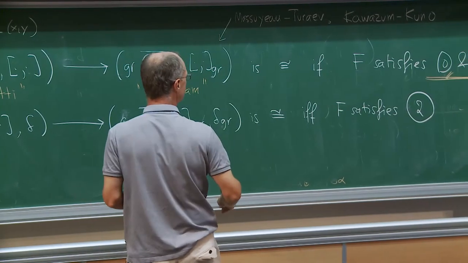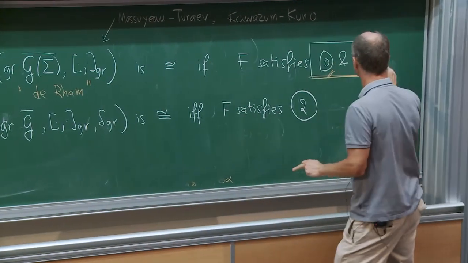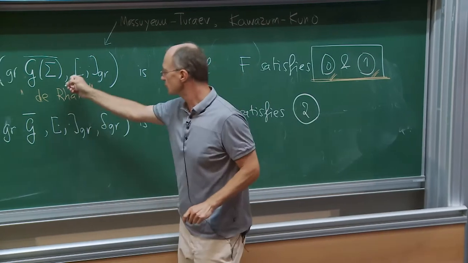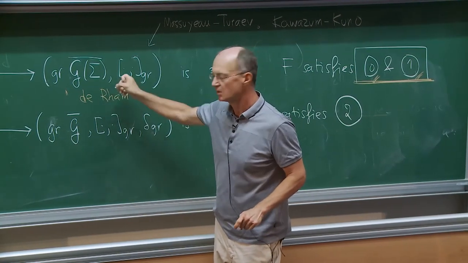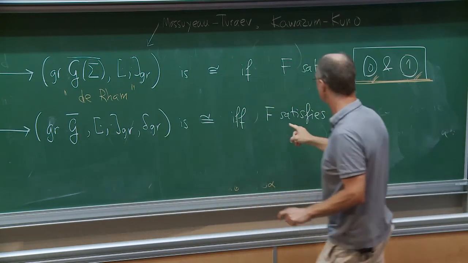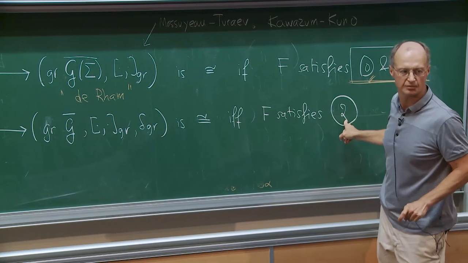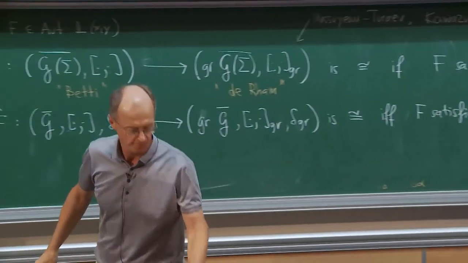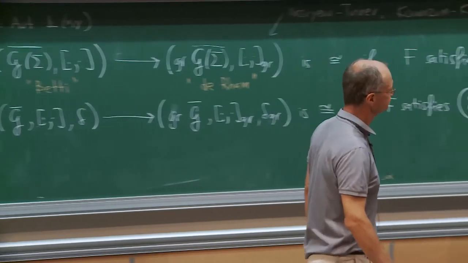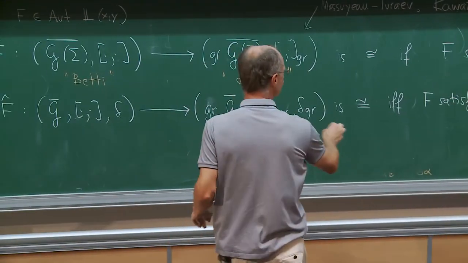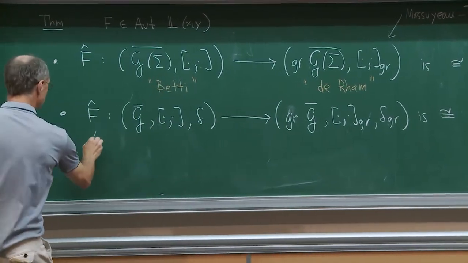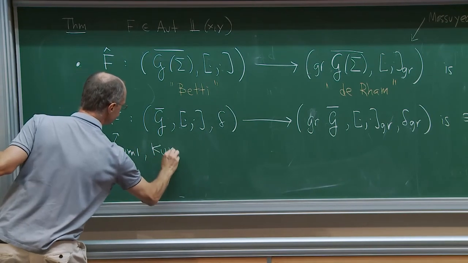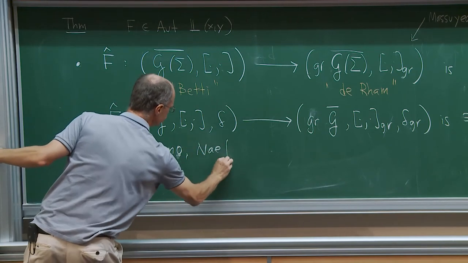So, 0, 1, and 2. Yes, let's assume that 0 and 1 are satisfied. So then we already know that the Lie bialgebras are isomorphic if and only if F satisfies 2. For a specific function H? Doesn't matter what the function H is. Right, so as I say, this is quite a mystery to me, and this is due to Kawazumi, Kuno, Naef, and myself.